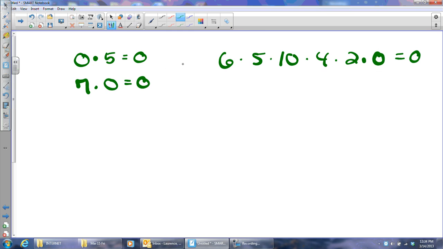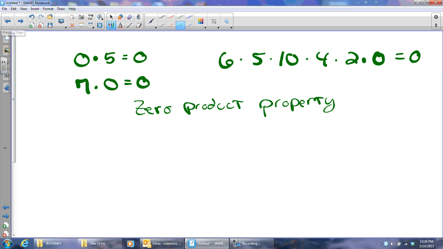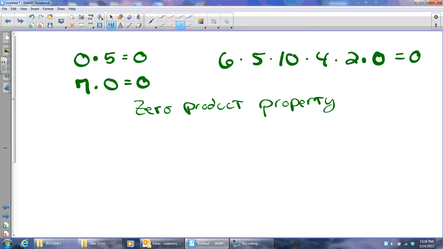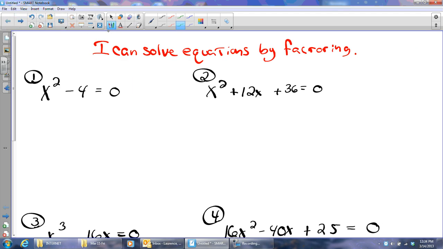The most important thing you need to realize here, it's called the zero product property, is that to get 0 for an answer, one of the factors has to be 0. One of the factors has to be 0. Did I say one of the factors has to be 0? Because I'm just making sure you're listening. One of the factors has to be 0. All right, so watch how we do these.